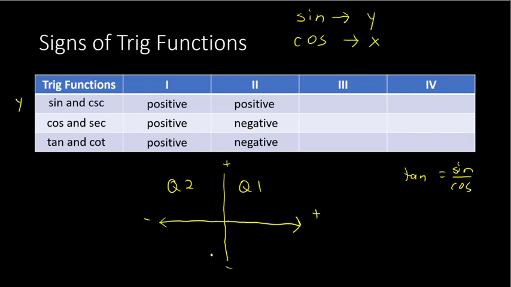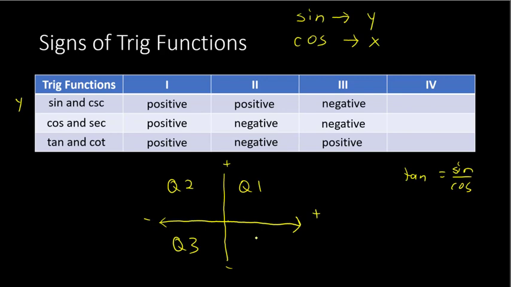Now what about quadrant 3? Well, down here, both x and y are negative. So sine and cosine both are negative, as well as their inverses. And then tangent, if you divide two negative numbers for sine and cosine, two negatives divided by each other makes a positive number. So the tangent and the inverse, cotangent, are both positive.